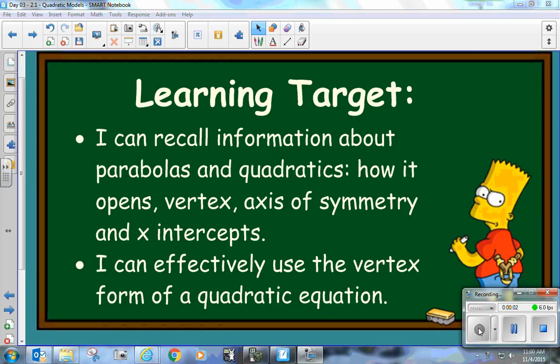Learning targets. I can recall information about parabolas and quadratics, like how it opens, up or down, the vertex, the axis of symmetry, and the x-intercepts. And also, I can effectively use the vertex form of a quadratic equation. We will learn that today as well. All right?